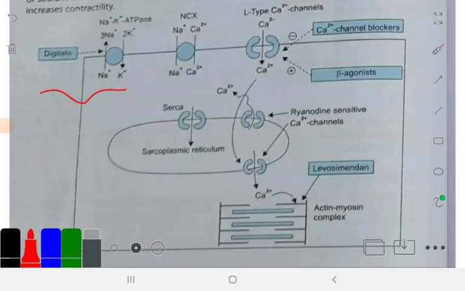So in this picture we can see that digitalis inhibits the sodium potassium ATPase, and thus this results in accumulation of sodium in the cardiac cell, which in turn leads to increased intracellular calcium. Finally, this will increase the contractility.